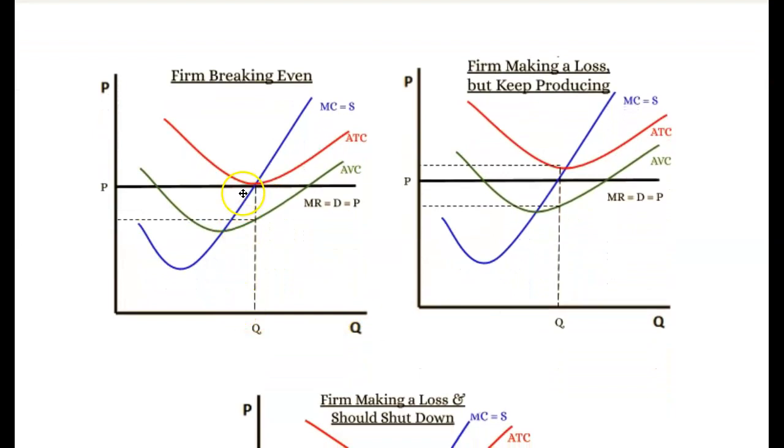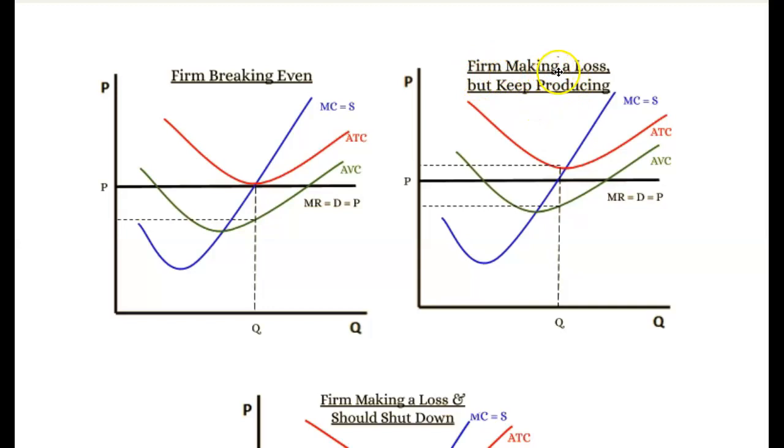Here we have a firm breaking even, and you can tell it's breaking even because ATC is intersecting MC where it intersects MR. So the ATC intersects MR and MC all together. So it's making normal economic profit.